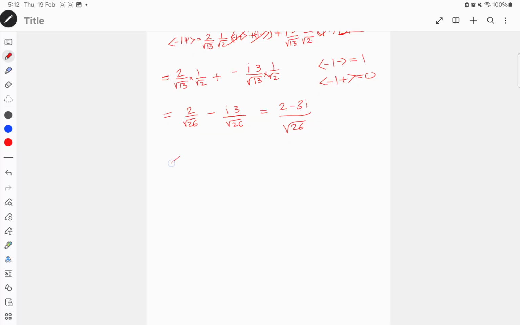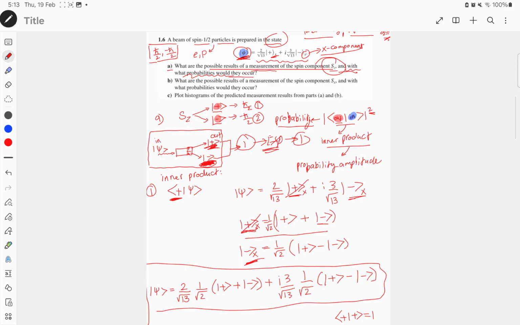And then the inner product, we want the probability. The probability is the square of the inner product. This is the probability, which was minus 3i over root 26. As we said, multiplying by the conjugate when we want to square a complex number, 3i over root 26, we will get half. You can check it. So as we expected, half.